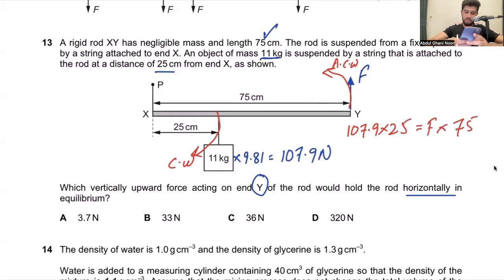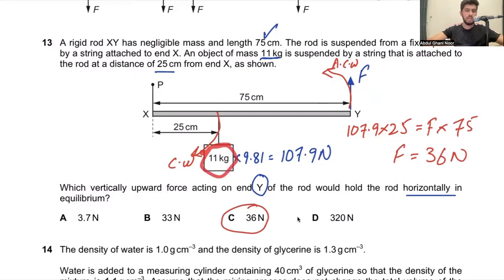What is the answer? Into 25 divided by 75. So the answer is F is equals to 36 newtons. The force F is equals to 36 newtons. C. Yes, perfect. Okay, simple moments. Clockwise is equals to anti-clockwise. The only mistake they expect you to make is you forget to convert this 11 kilogram into force, into weight, and you'll get an incorrect answer. You'll get a value of around 3.7 newtons.